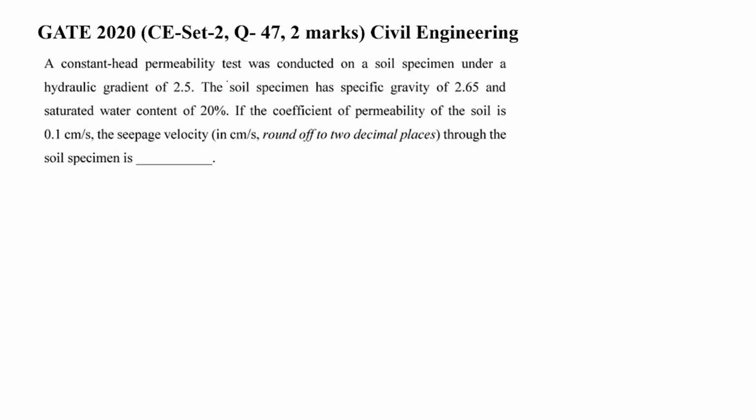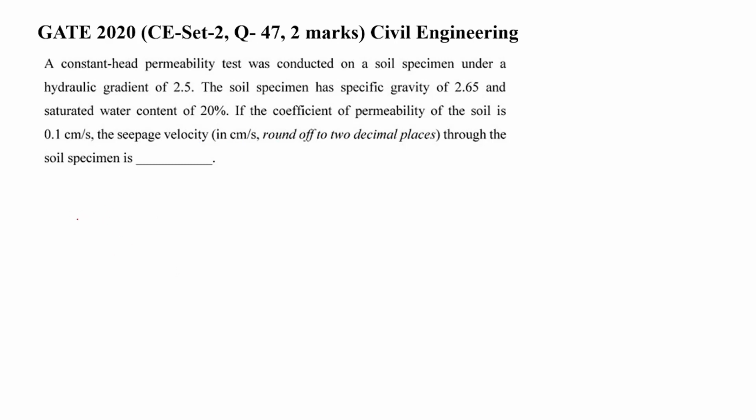A constant head permeability test was conducted on a soil specimen under a hydraulic gradient of 2.5. The soil specimen has specific gravity of 2.65 and saturated water content 20%. If the coefficient of permeability of the soil is 0.1 centimeter per second, the seepage velocity in centimeter per second through the soil specimen is.